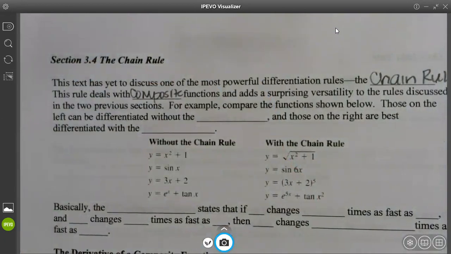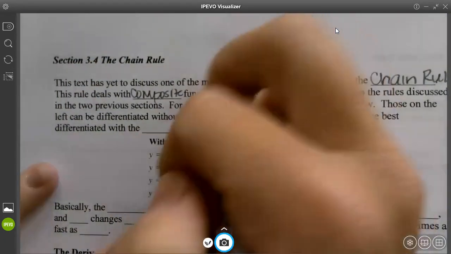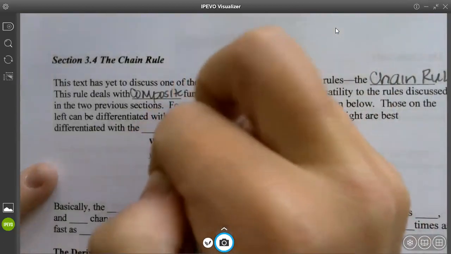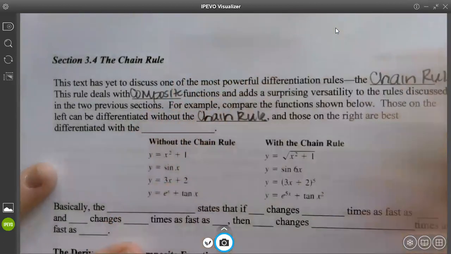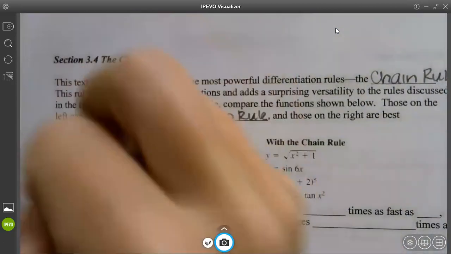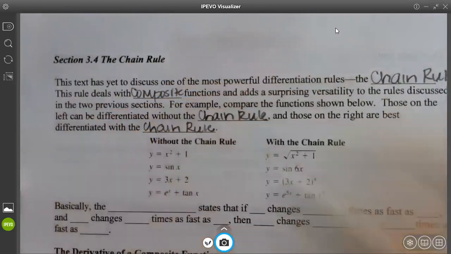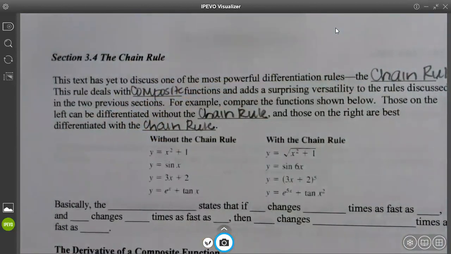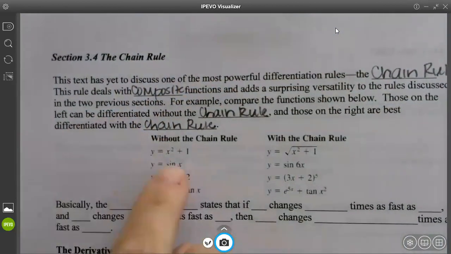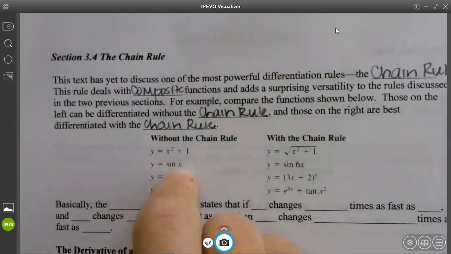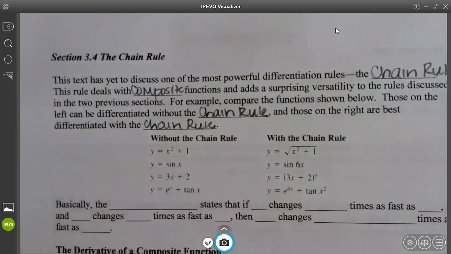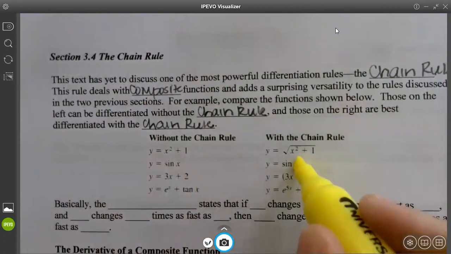And adds a surprising versatility to the rules discussed in the 2 previous sections. For example, compare the functions shown below. Those on the left can be differentiated without the chain rule. And those on the right are best differentiated with the chain rule. Okay, so here's what I'm talking about. These two are just regular, like sine x is really a composite function, but what's the derivative of x? 1. So it does absolutely nothing. But when you put a 6 in there, it changes it.